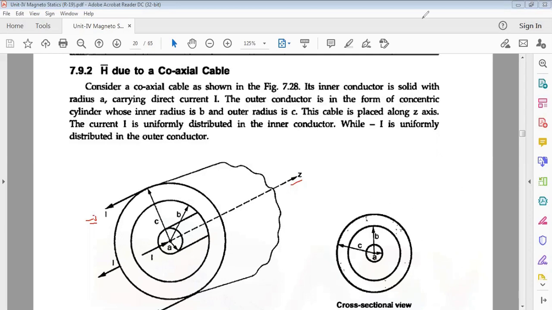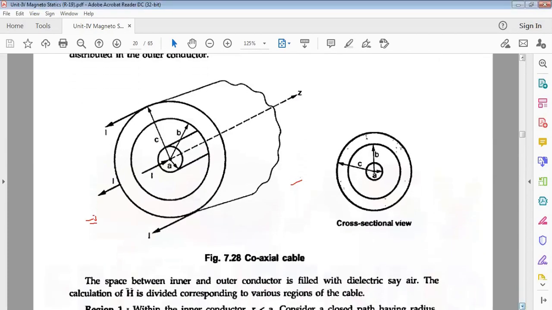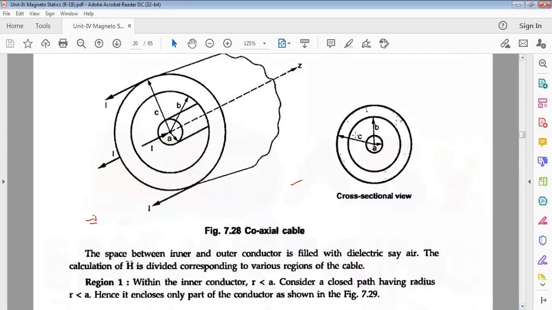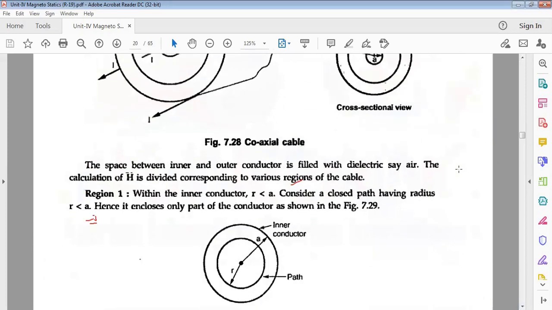See the free body diagram, or the cross-sectional view, of circles with radius a, radius b, and radius c. First of all, assume the radius region 1. Region 1.